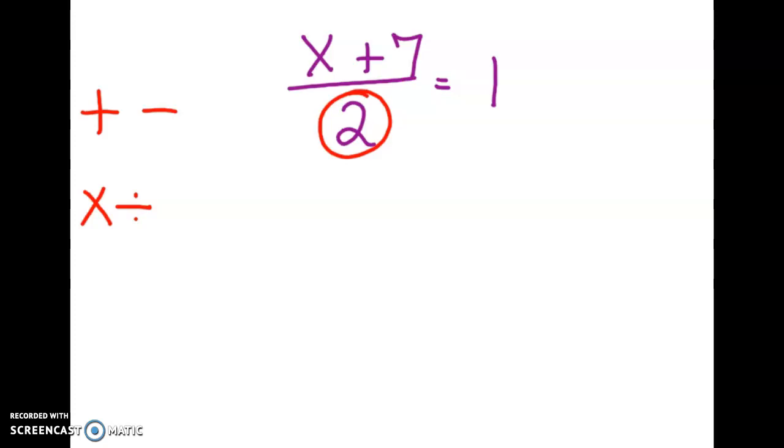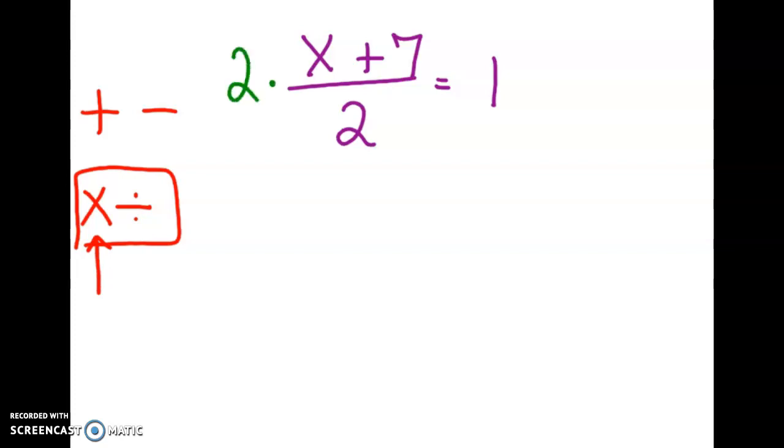Now that 2, what is happening there? Let's read it out loud. X plus 7 divided by 2. So I need to do the opposite of dividing by 2. So the opposite of division is multiplication. So we need to multiply both sides by 2. Remember, if you do it to one side, you have to do it to the other. Okay? The right side is easy. 1 times 2 is 2.